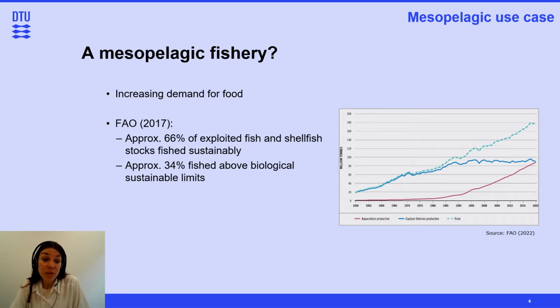Now, the sustainable exploitation of new marine resources, such as mesopelagic species, could partially relieve the fishing pressure on existing marine resources. The mesopelagic catches will be processed into fish meal and fish oil that, for example, could be used as feed in the increasing aquaculture industry.